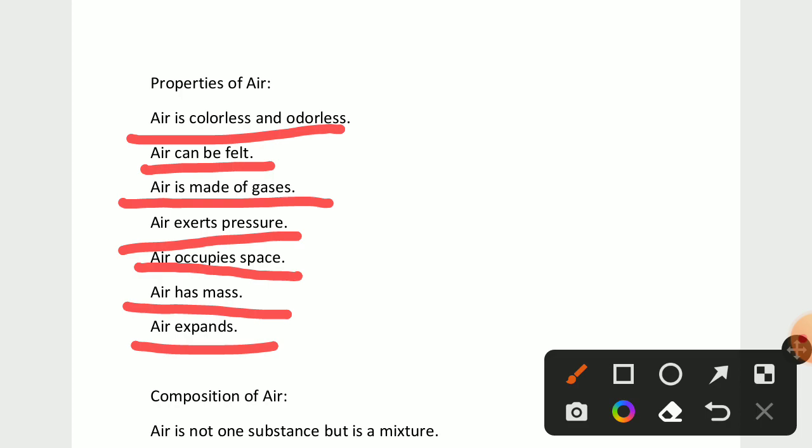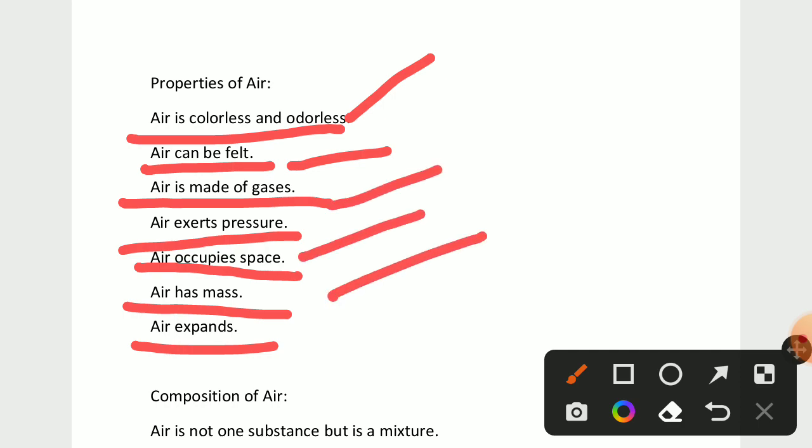Again, I will repeat the properties of air because this is very important. Air is odorless and colorless. Air can be felt. Air is made of gases. Air exerts pressure. Air occupies space. Air has mass. Air expands. These are some of the properties of air.